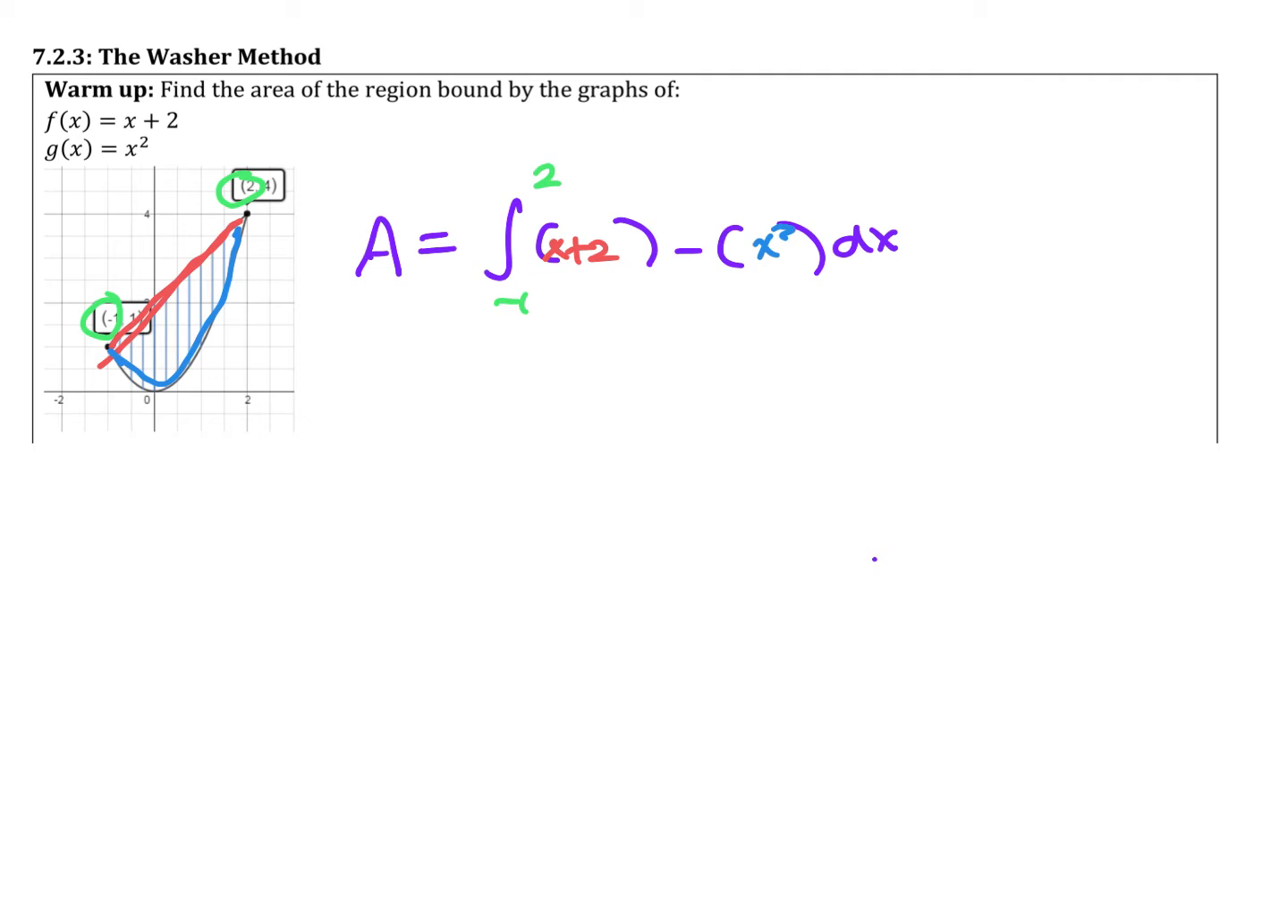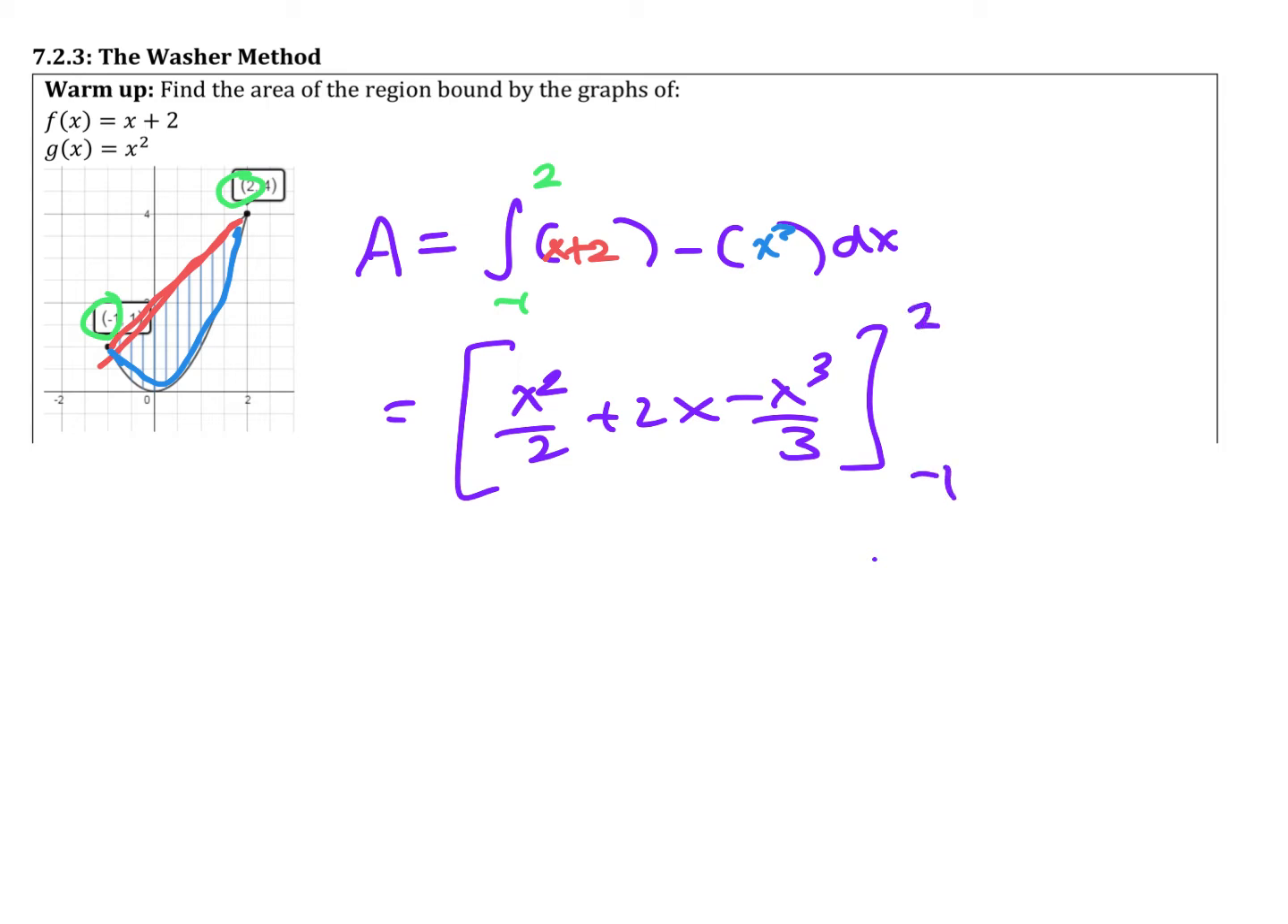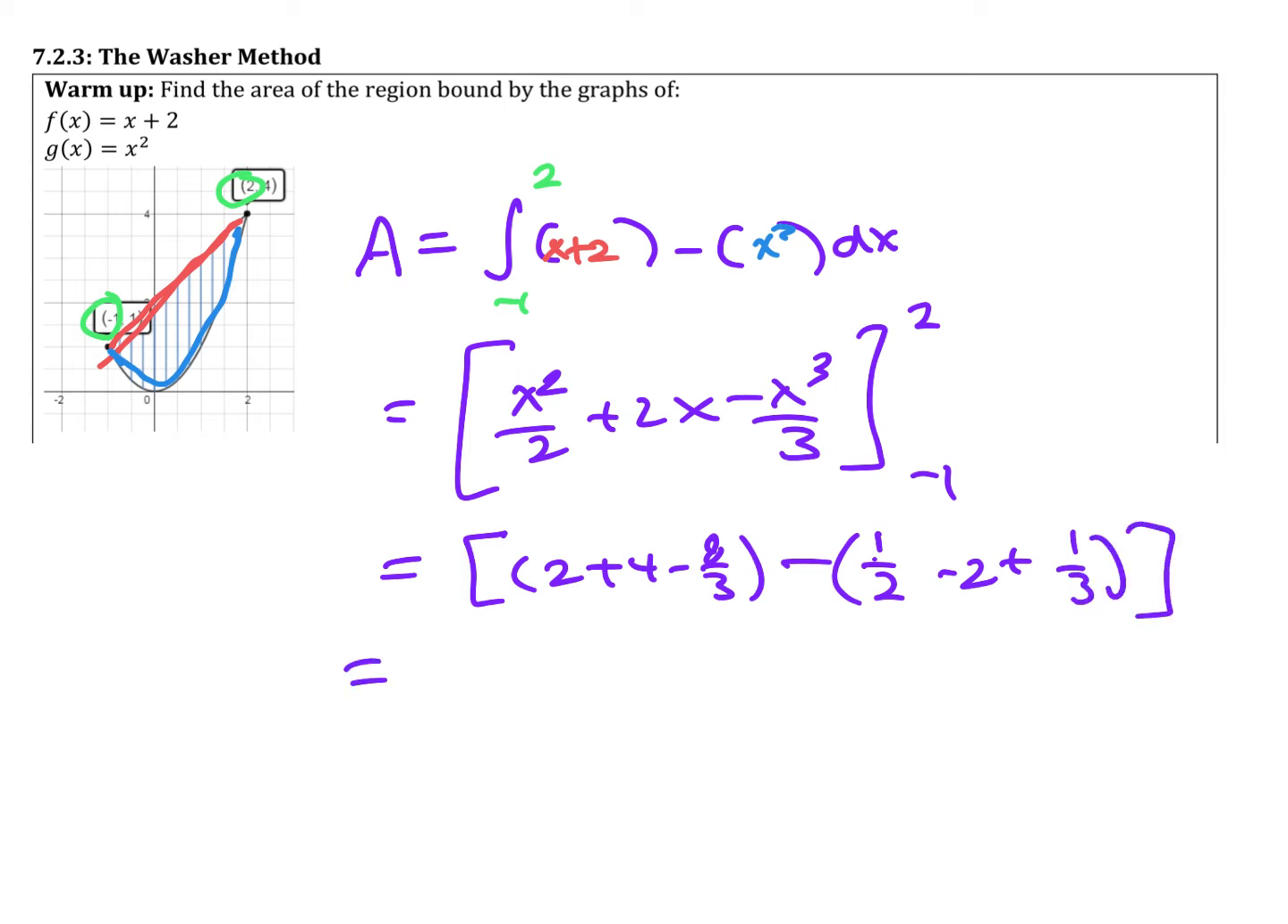And then we can go ahead and find the antiderivative here, which is going to be x squared over 2 plus 2x minus x to the third over 3. And we're going to evaluate that from -1 to 2. If we plug in 2, we're going to get 2 plus 4 minus 8/3 minus, if we plug in -1, 1/2 minus 2 plus 8/3 plus 1/3. And if we distribute this negative and combine like terms, we're going to end up with 9/2 units squared.